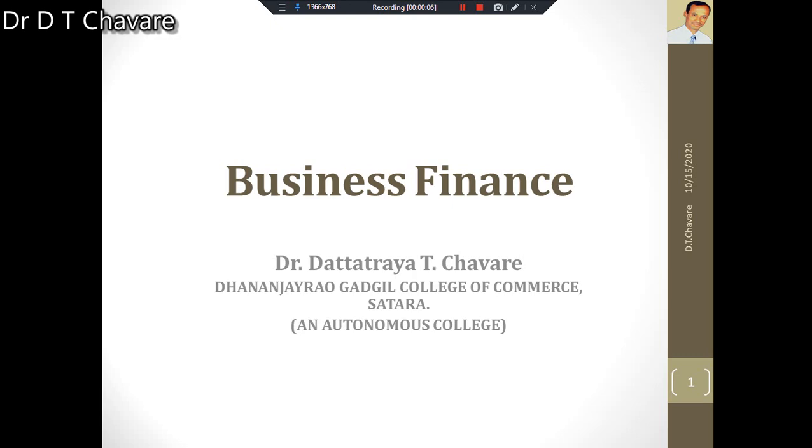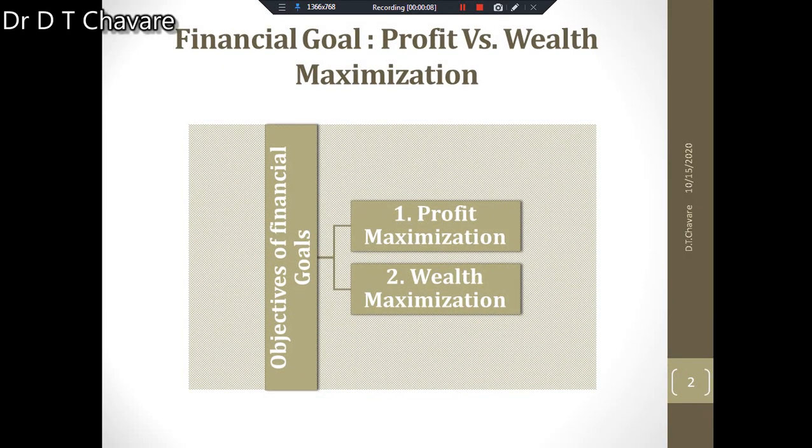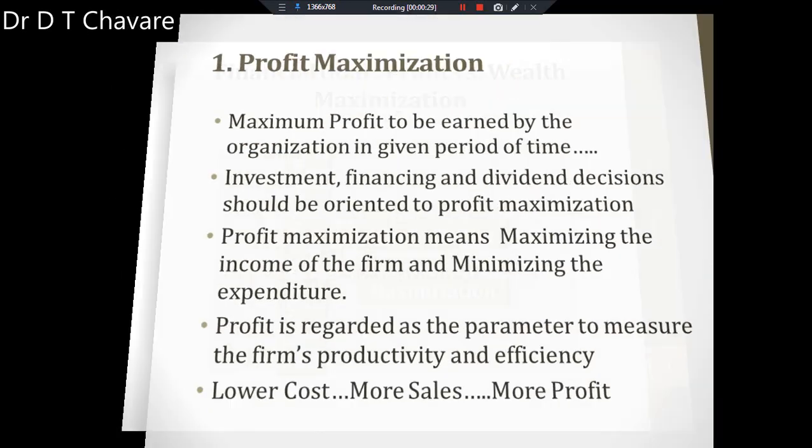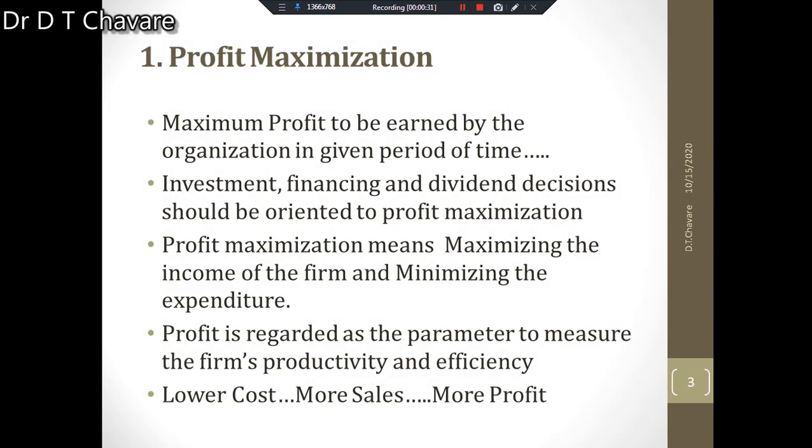Now, we are going to consider in this period the financial goal, profit versus wealth maximization. It means the objectives of financial goals are those. What are the objectives of the financial goal? The first objective is profit maximization, and the second objective is wealth maximization. Such a classification is broadly done in these two classes.